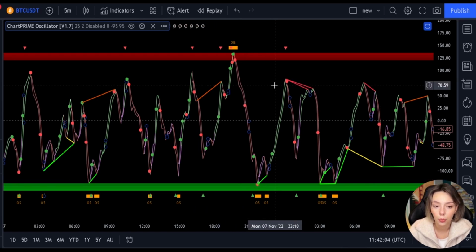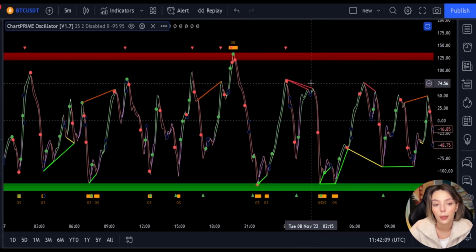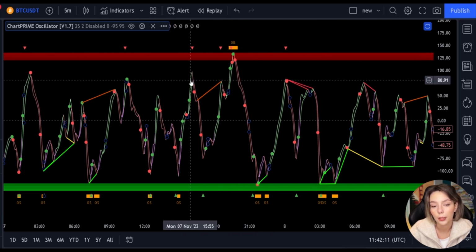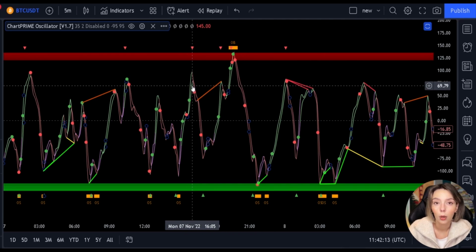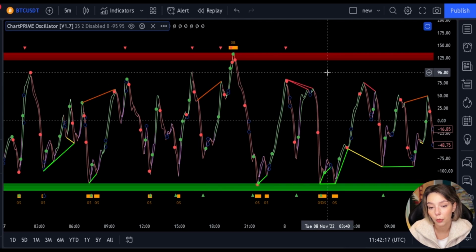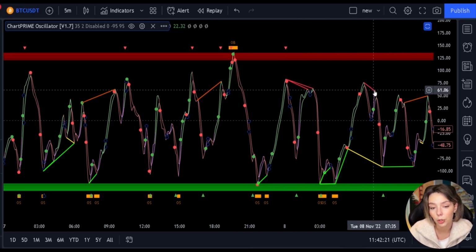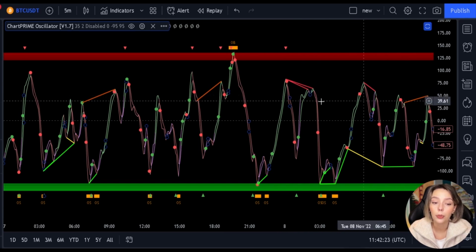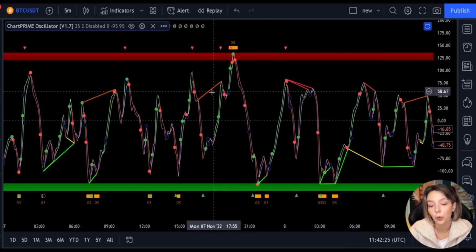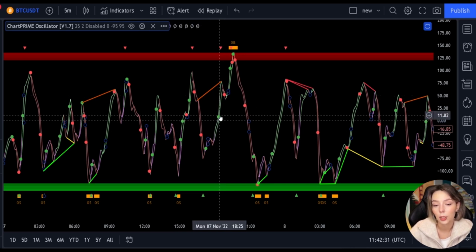You may also notice 2 lines. The first line is the RSI line and the second line is the RSI based MA line. Also, the Chart Prime oscillator automatically shows divergences, which helps us determine the further direction of the market. You may also notice green and red dots on the graph. These are buy signals in the case of a green dot, or sell signals in the case of a red dot.